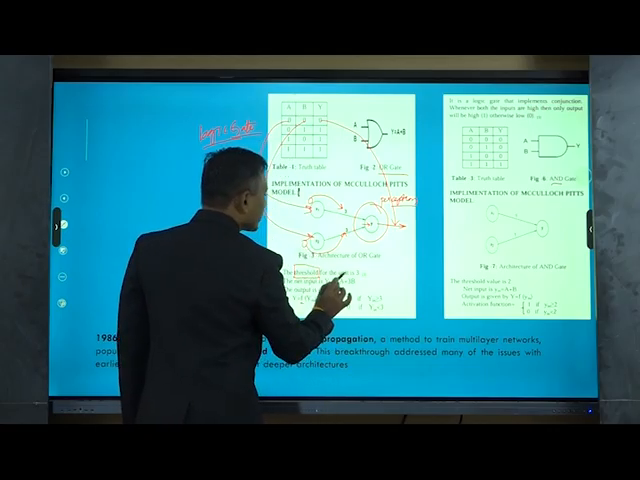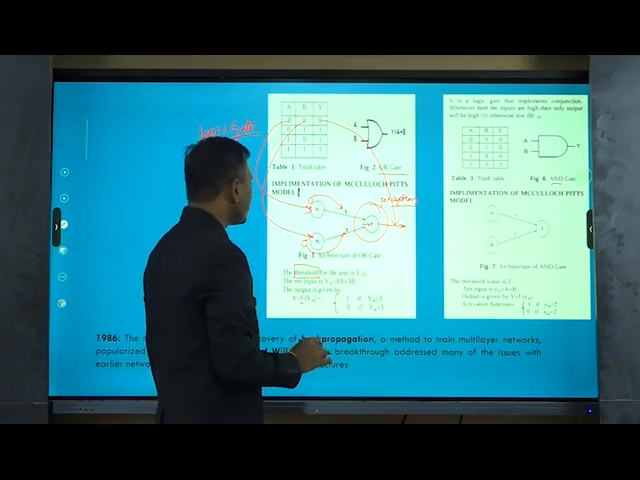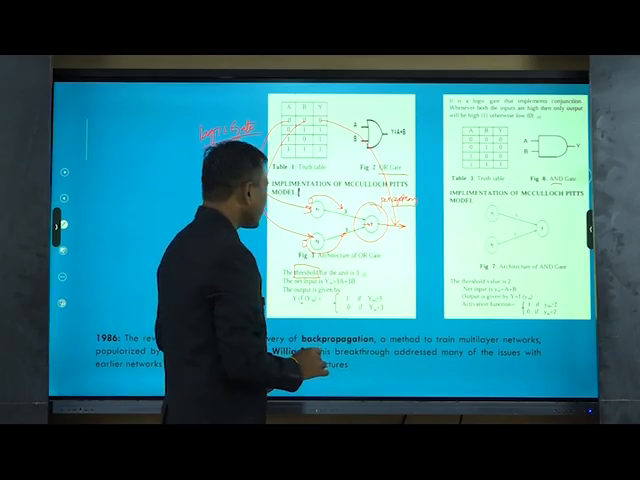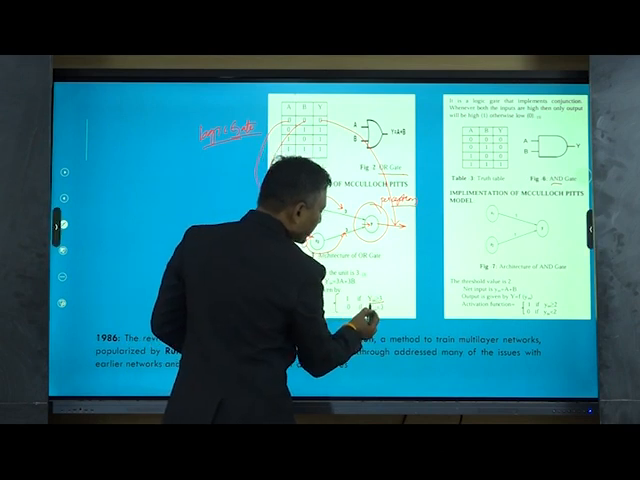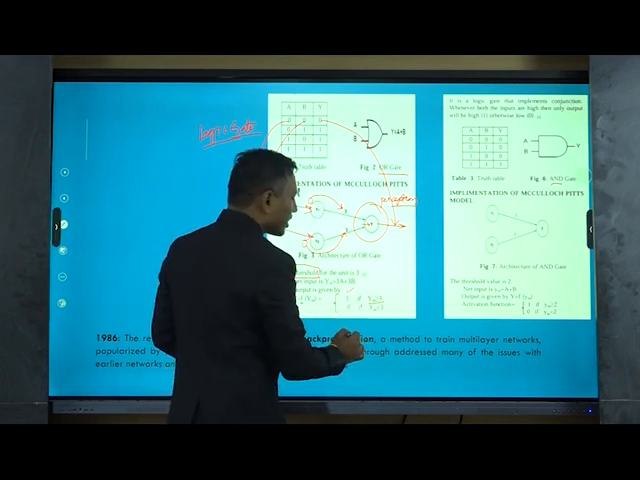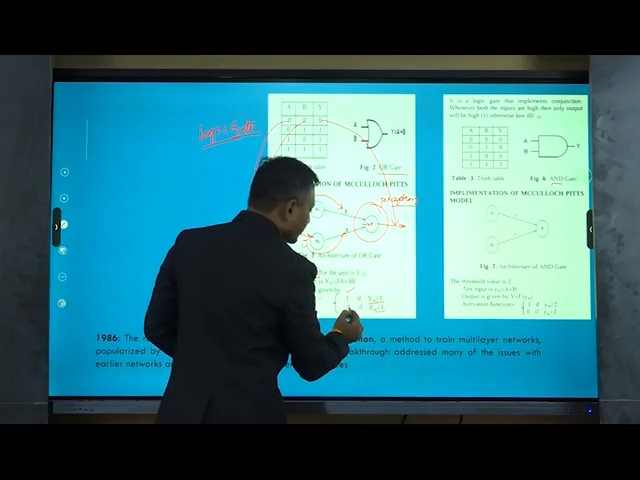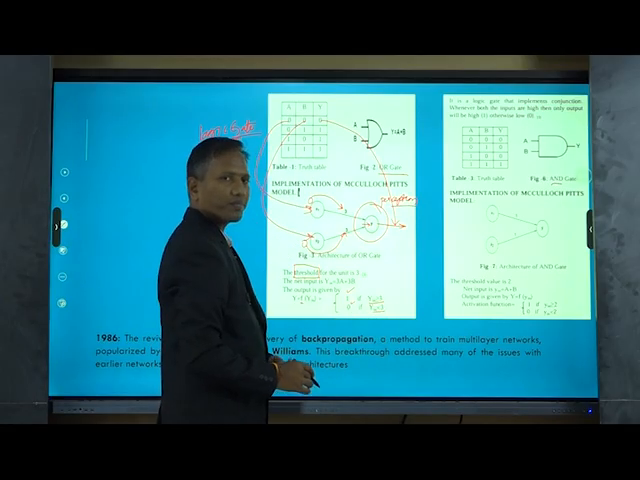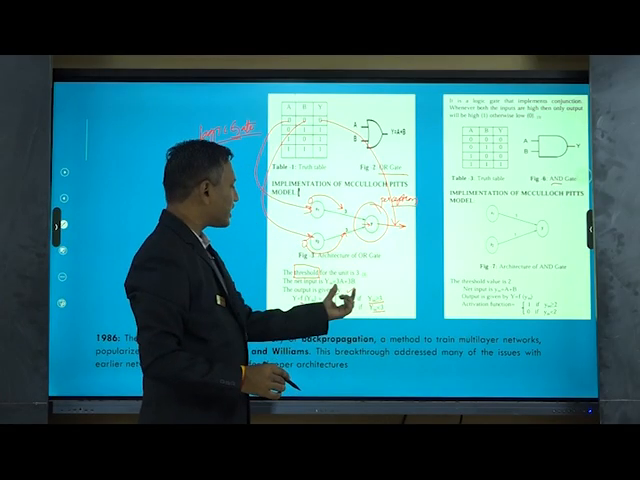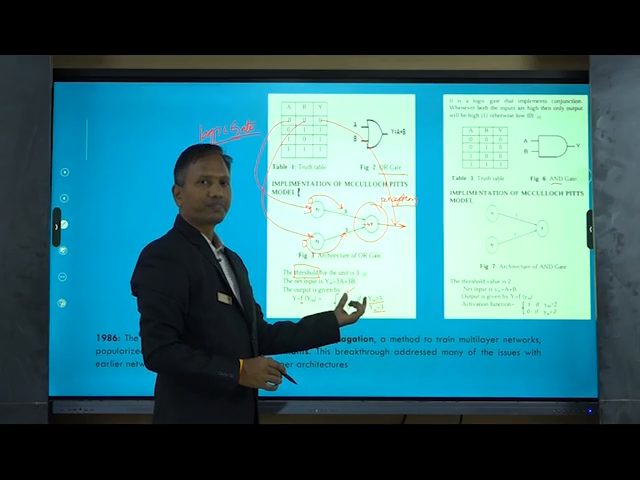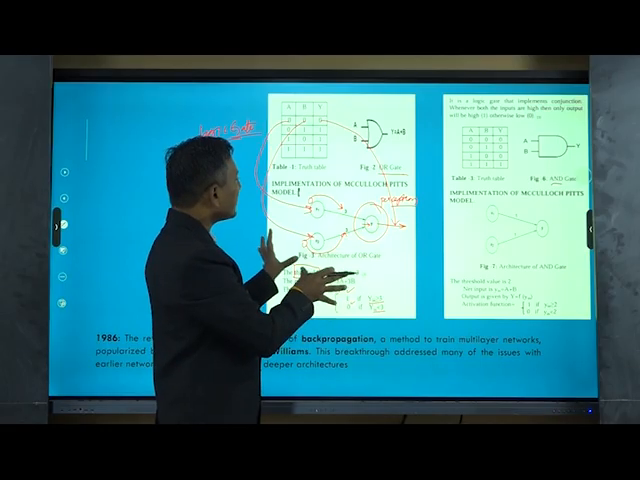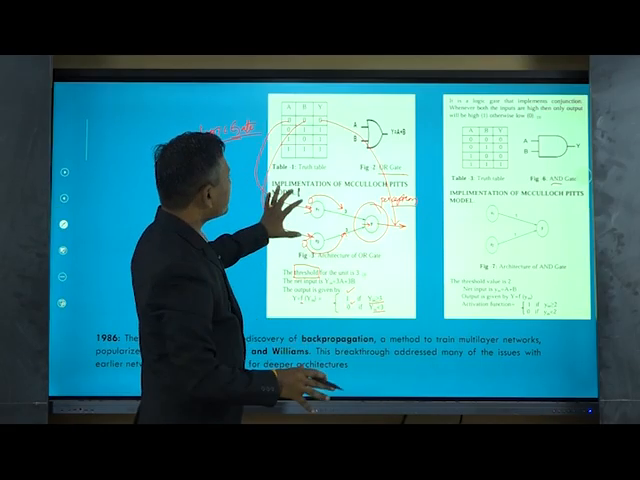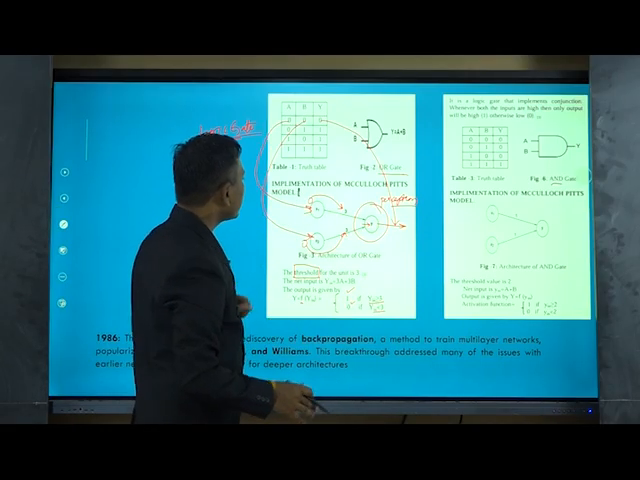The threshold for the unit is 3 here. So the threshold says that if the value is greater than or equal to 3, my output is going to be 1, and if it is less than 3, my output is 0. This is my threshold function. Very simply, they have implemented this structure and achieved this OR gate. Let us see this one.